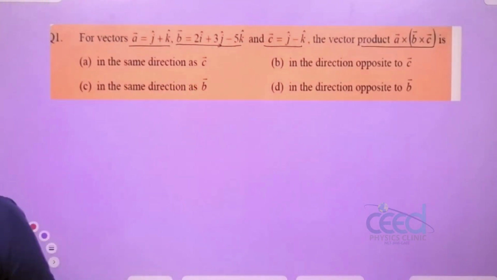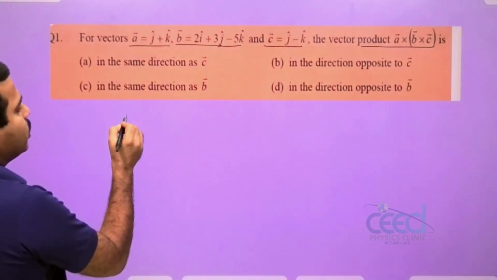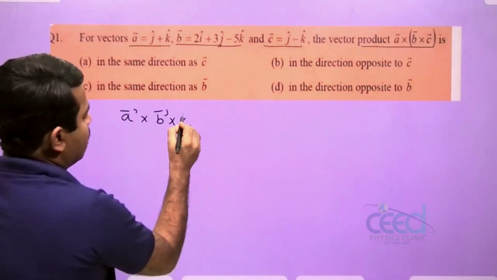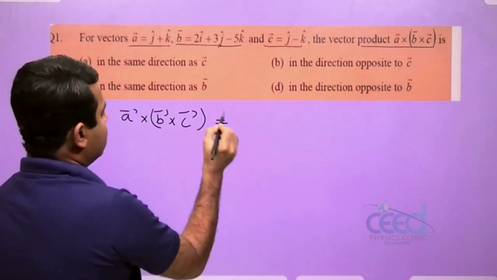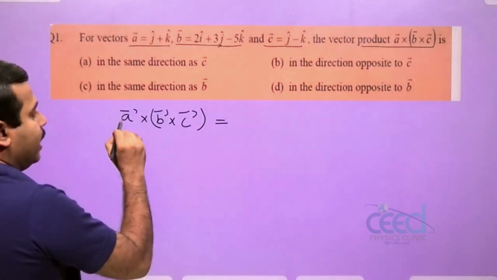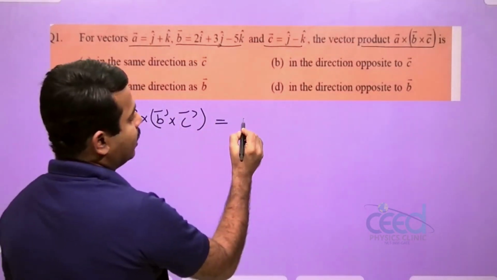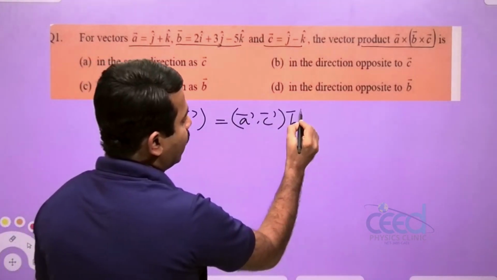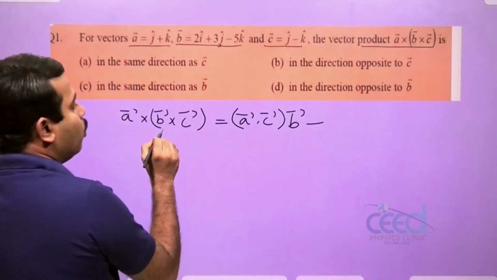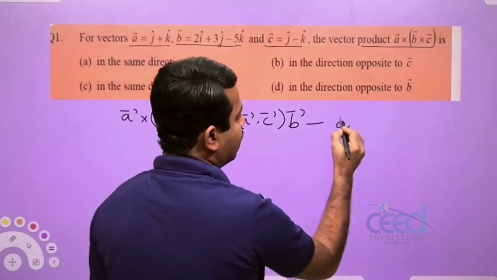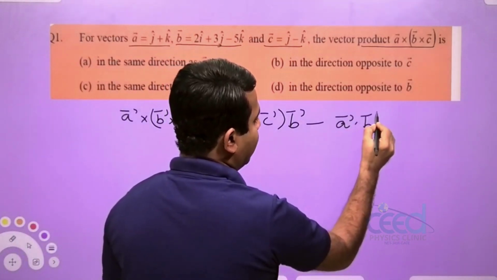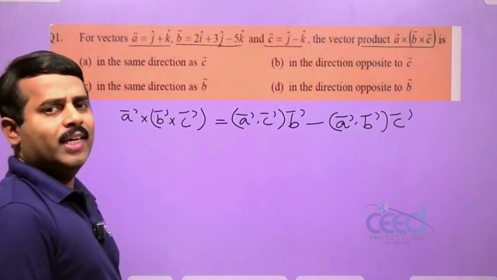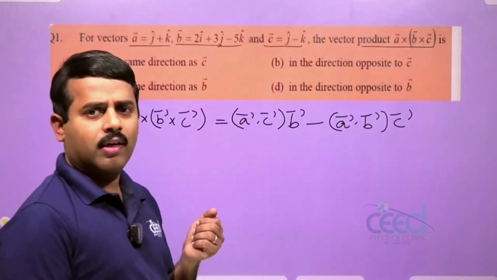So the expansion of A cross B cross C is A dot C into B, minus A dot B into C. This is the right hand side of this expansion, right? Alright. Now we can substitute these values here.